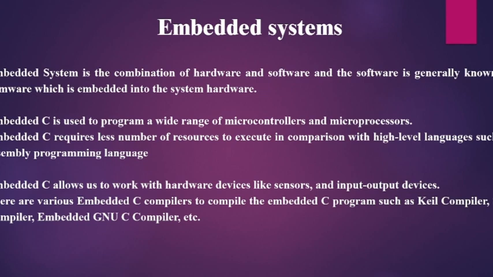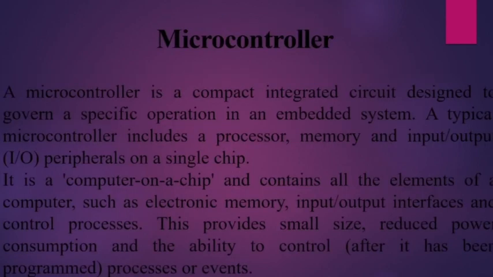These are various embedded system compilers. There are different types of compilers to compile the embedded C program, such as Keil compiler, SPJ compiler, embedded GNU C compiler, etc.